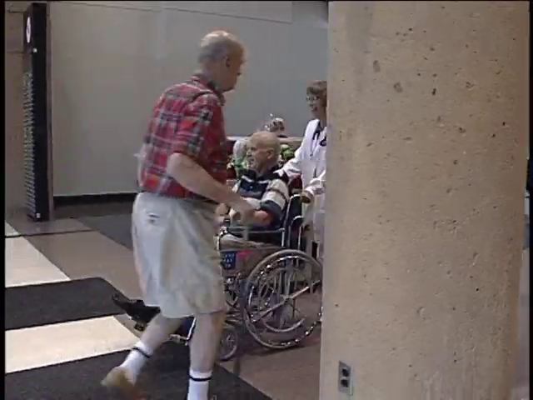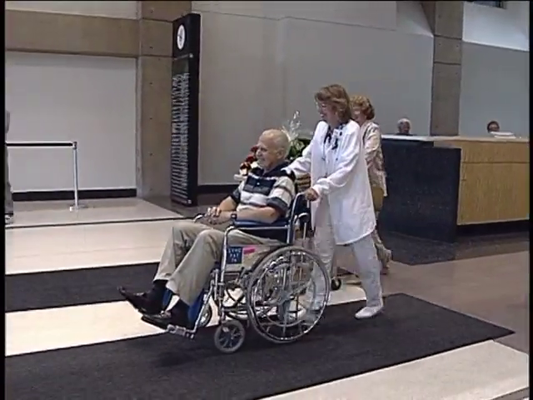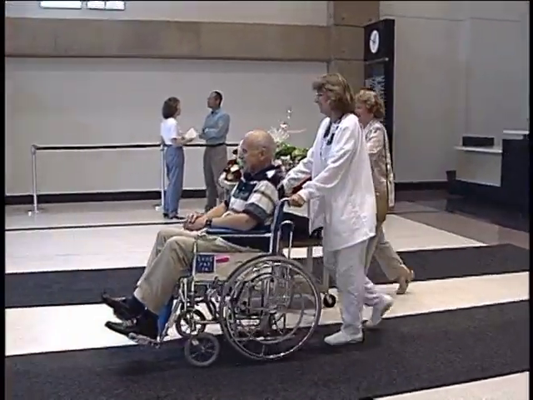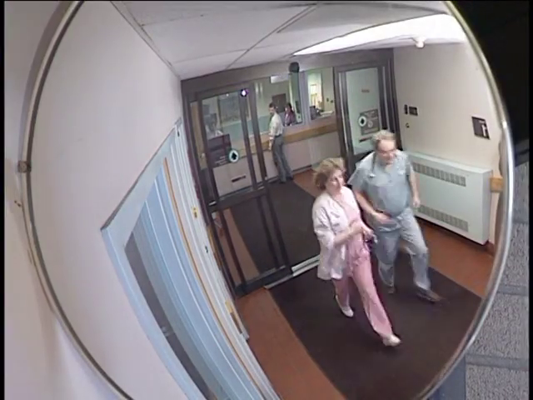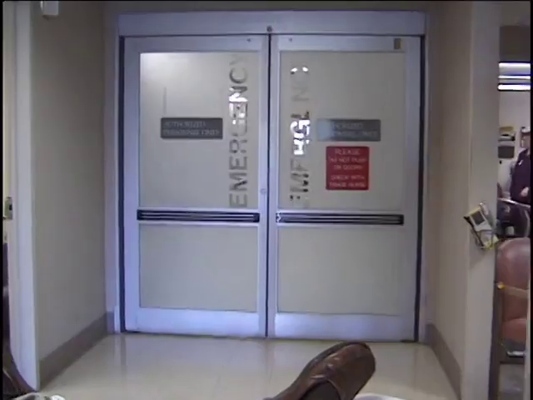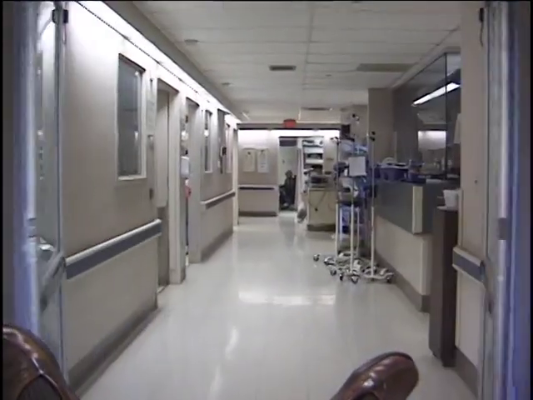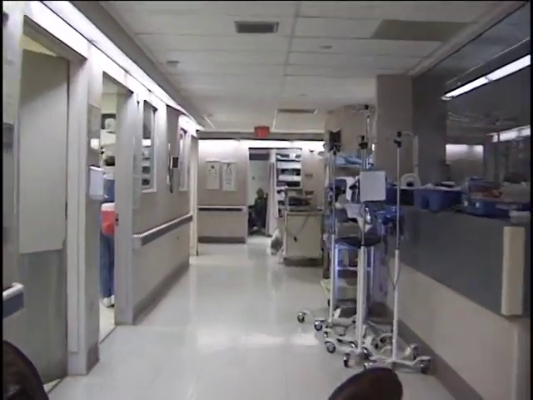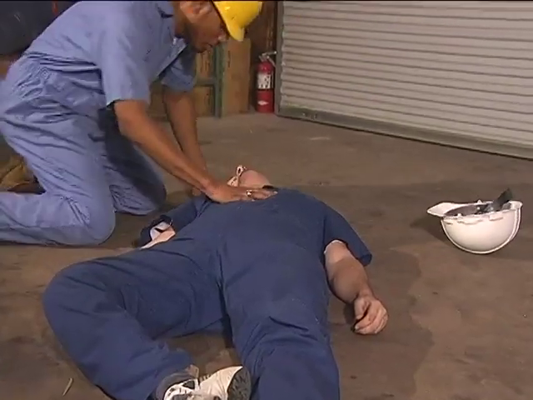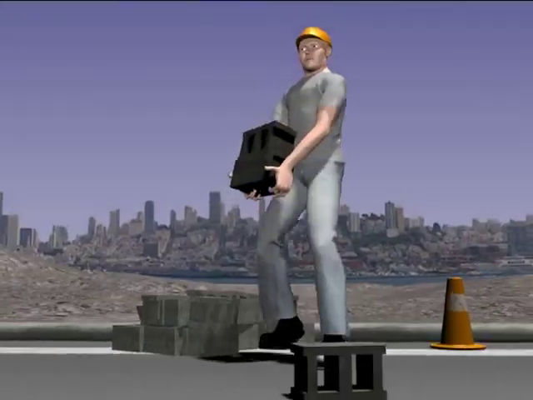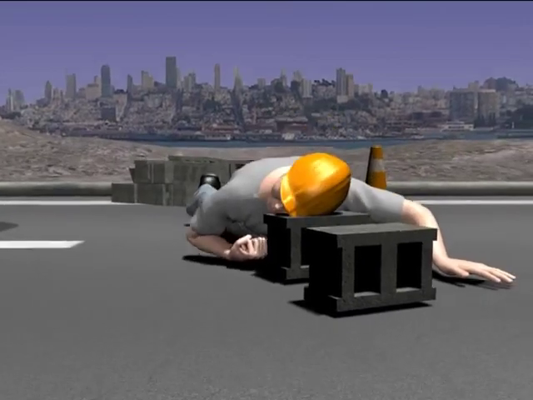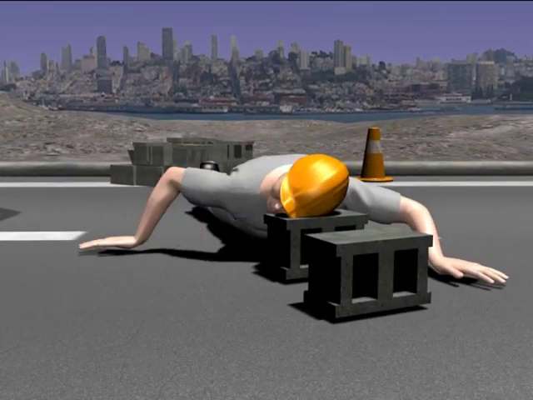When you think of someone slipping, tripping, or falling, an older person usually comes to mind. Chances are you probably know someone who has lost his or her balance and has experienced a serious fall. But the truth is that such accidents don't just happen to the elderly. In the workplace, slipping, tripping, and falling is one of the leading causes of injuries.